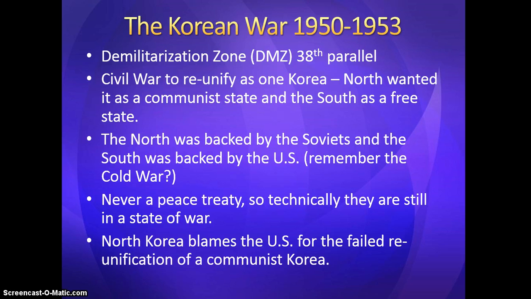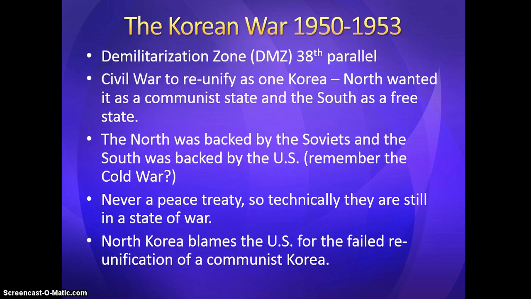They feel that we meddled in their affairs and kind of prevented what they saw as their goal, which was to reunify Korea. And the reason why it didn't happen is because we got in their business and we prevented that. So you will see also in the North Korean video that there's still a lot of hostility towards Americans and the United States in general.